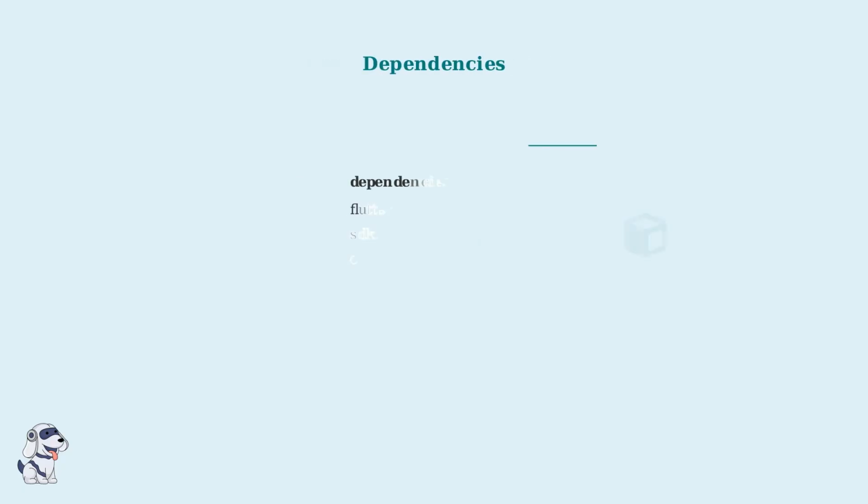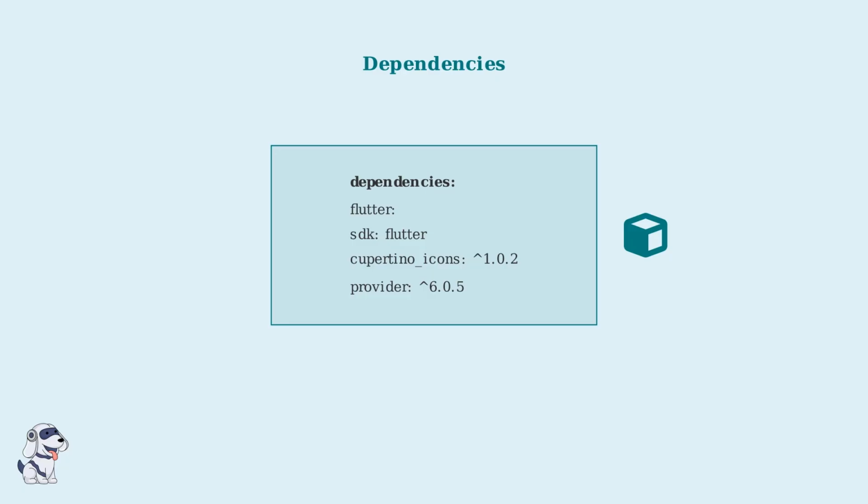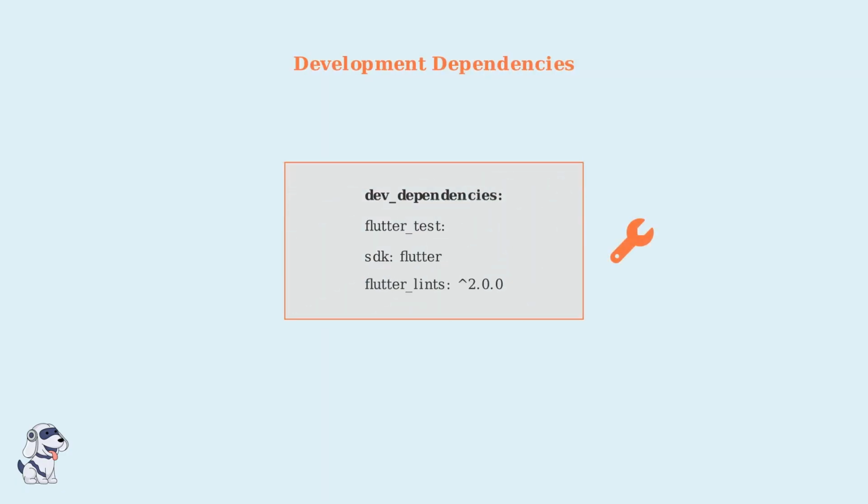The dependencies section is crucial. It lists all the external packages your project needs to function. These are automatically downloaded when you run pub get. Development dependencies are packages used only during development, like testing frameworks and code analysis tools. They're not included in the final app.